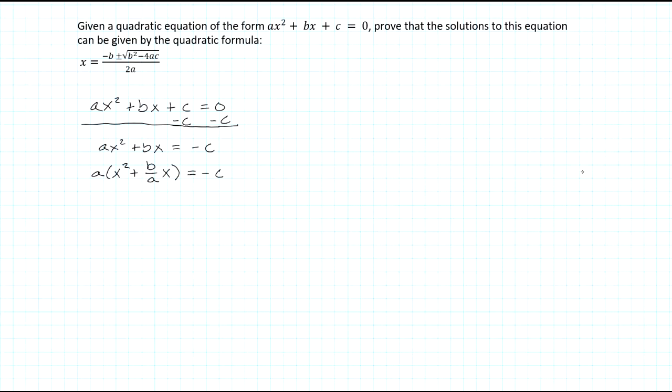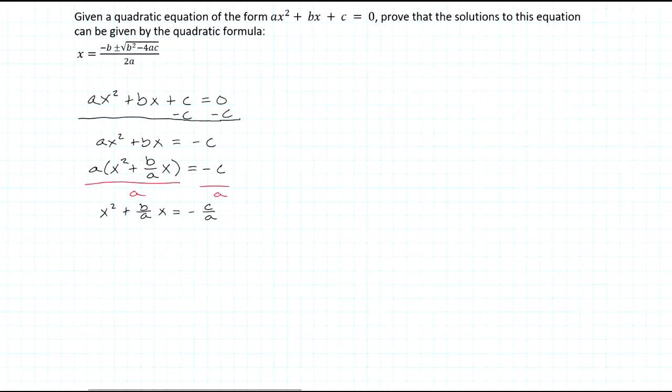We'll then go ahead and divide the a off of this left side. So that will give us x squared plus b over a x equals negative c over a.